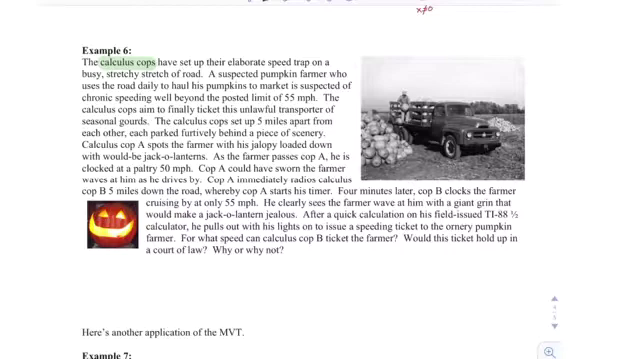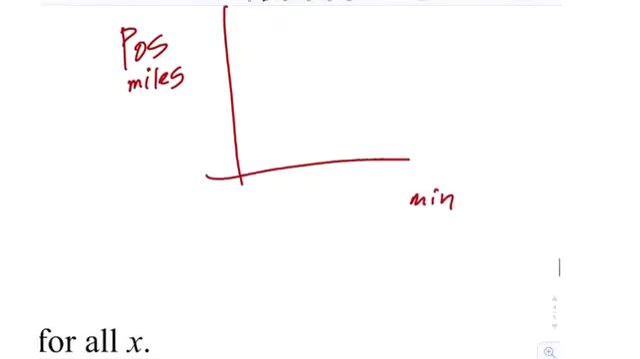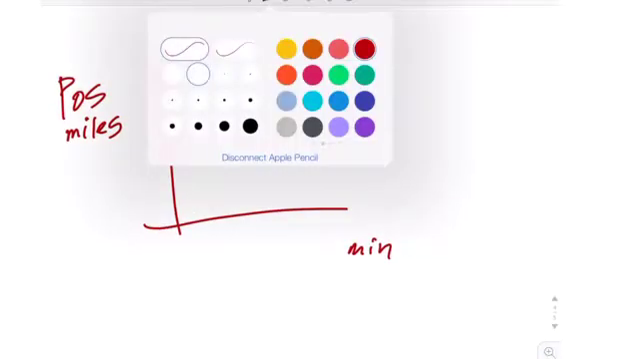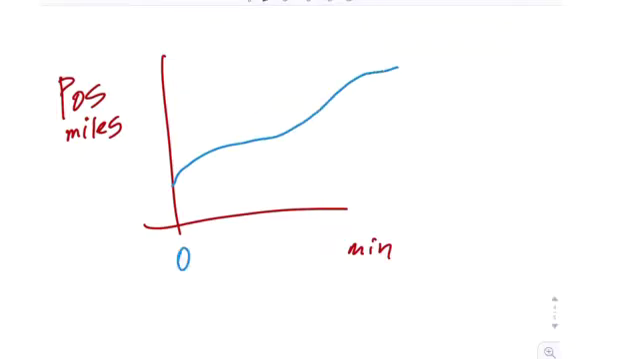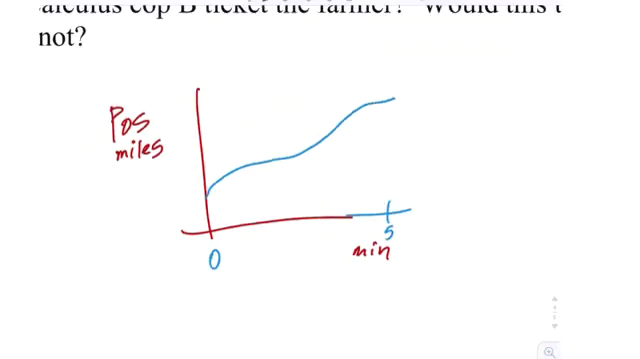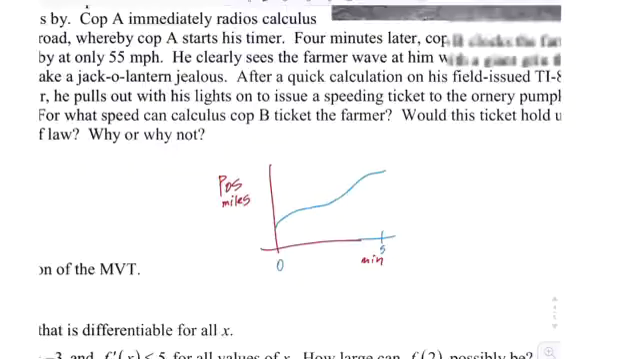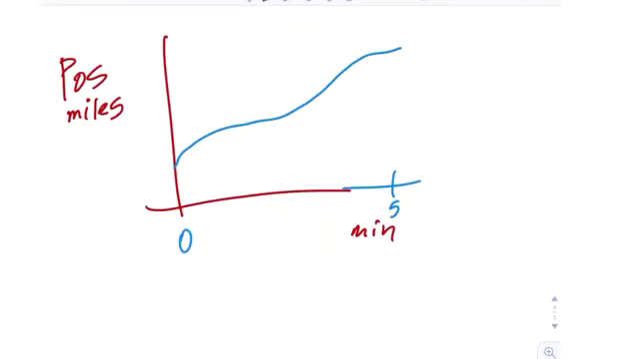Okay, so why is this a mean value theorem? Well, if we look at his position down the road, here's his position in miles down the road in minutes, right? Is his position function continuous? Yeah, it has to be, because for his position function not to be continuous, he would have to teleport. So unless the farmer can prove in court that he can teleport, we've got the continuity down.